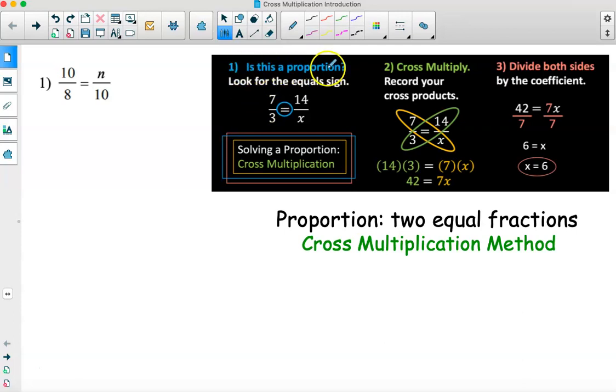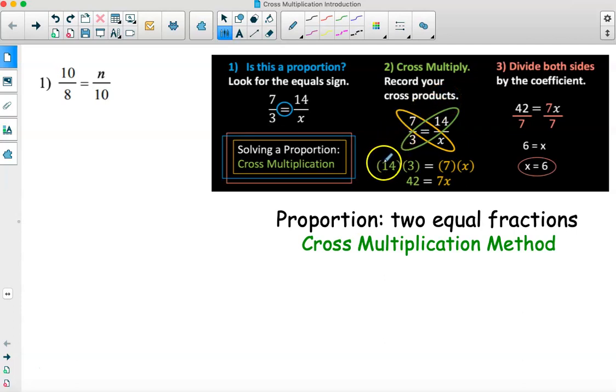So is this a proportion? We need to look for the equal sign. So you'll see that there's an equal sign here between the 10/8 and the n over 10. So this is in fact a proportion. Now that we know it's a proportion, we're going to go ahead and apply the cross multiplication method. We are going to cross multiply and record our cross products.